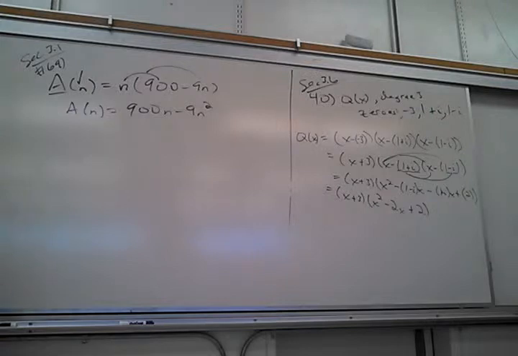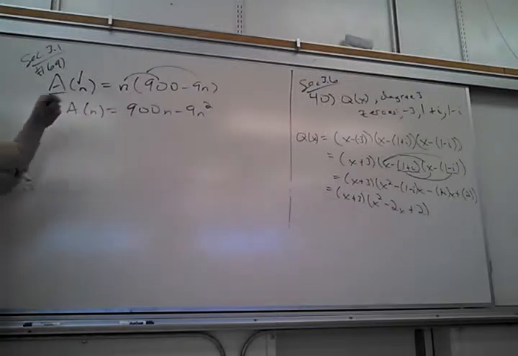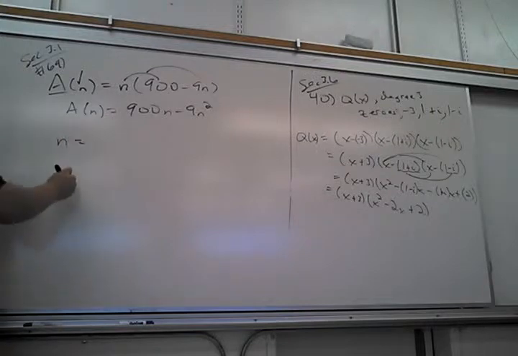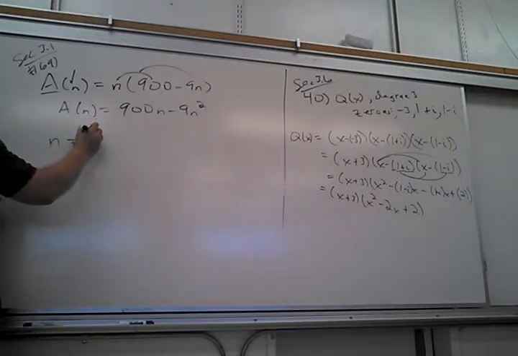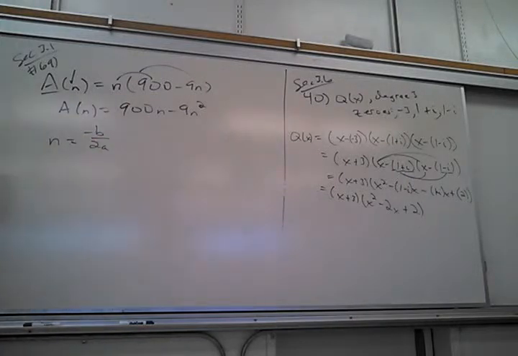How do you find that maximum here? Why will it have a maximum, first off? Parabolic and negative. It's a negative parabola, so it's going to face down, so it's going to have a maximum point, top of the hill. How do you find that really quickly? Negative 900 over negative over 2. In general, negative b over 2a. Here I'm just using n instead of x because I have n's in there.